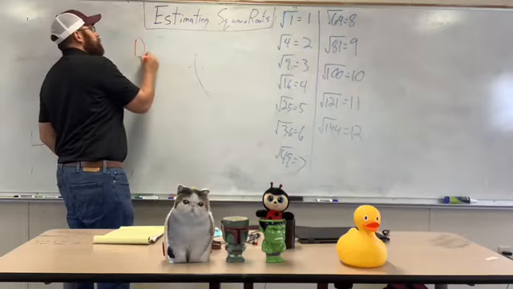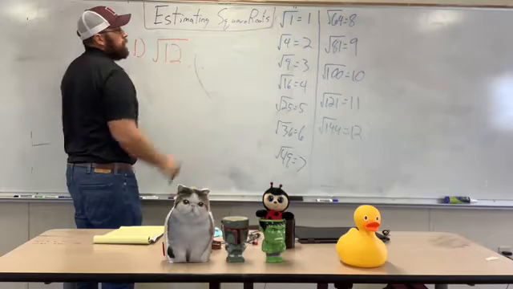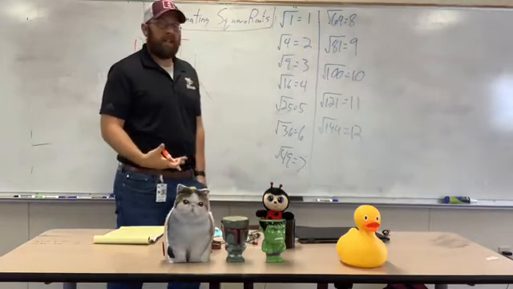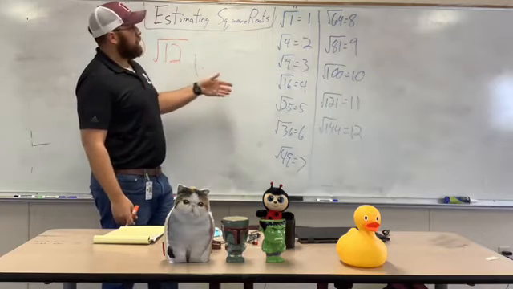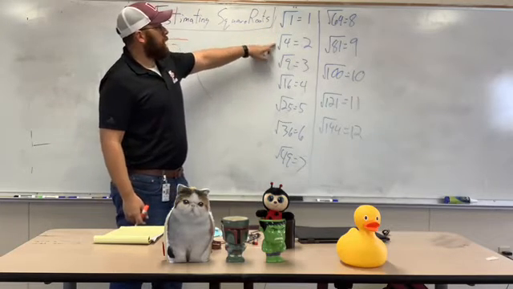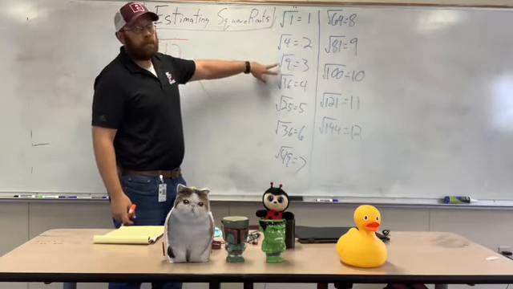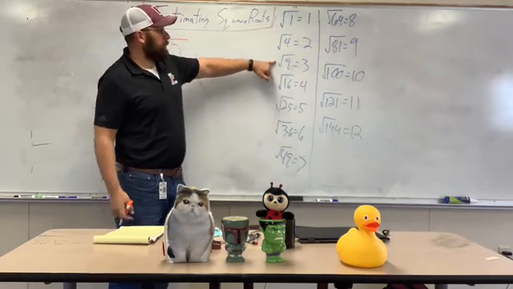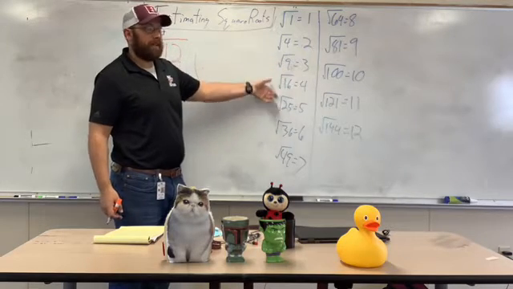So to estimate, our first example, we're going to do the square root of 12. The square root of 12 is not a perfect square root, but we need an estimation of it to know how large that number is. So what I do is I go down my list until I find where it would fall in between. The square root of 12 will fall in between the square root of 9 and the square root of 16, because 12 is in between 9 and 16.